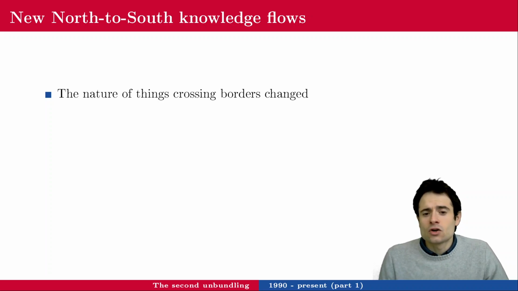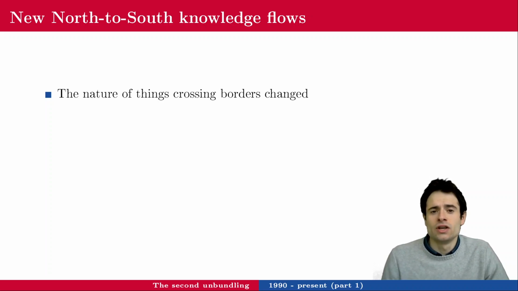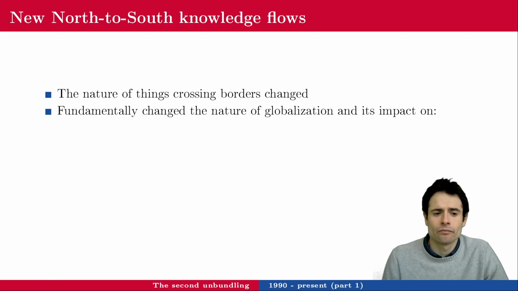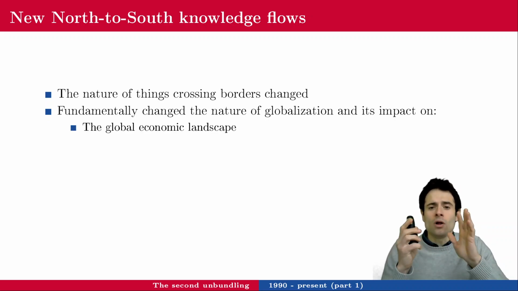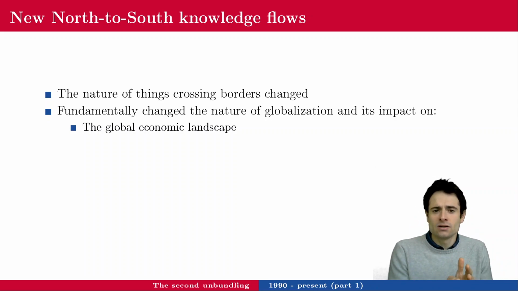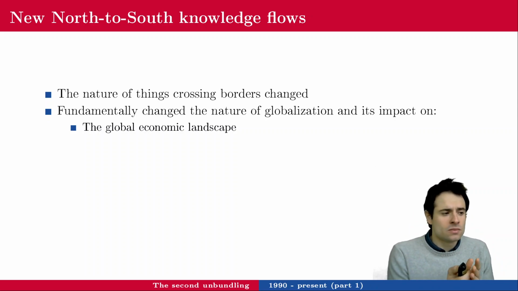So the nature of things crossing borders changed. Because of the first unbundling, we had just goods crossing borders, mainly due to a decrease in transportation costs. Now it's knowledge. And that changed the nature of globalization and the impact of globalization on the economic landscape as a whole, where growth is happening, where growth is coming from, in which country.